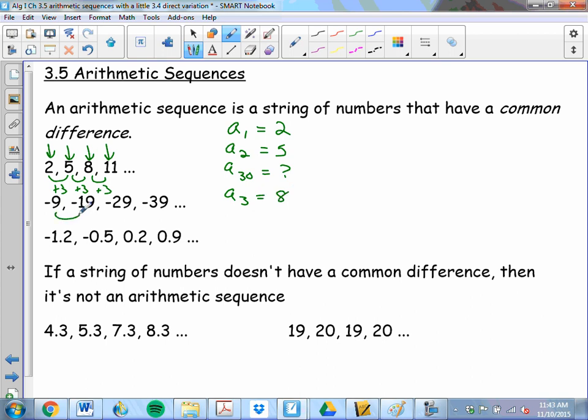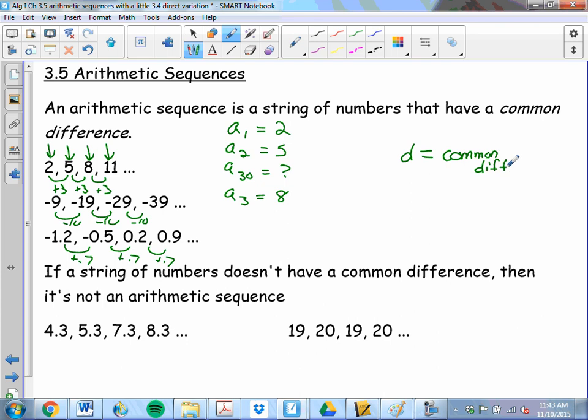These are going down 10 each time. Since they go down 10 each time, it's an arithmetic sequence. The common difference is D. These are going up by 0.7 each time. So here the common difference is 0.7, and that's an arithmetic sequence. So the common difference, we do use letter D. D stands for the common difference.